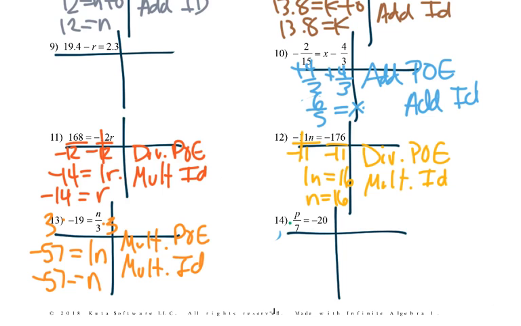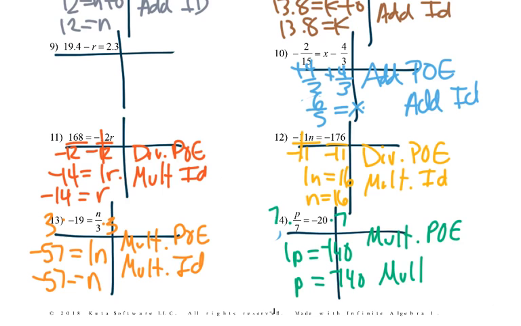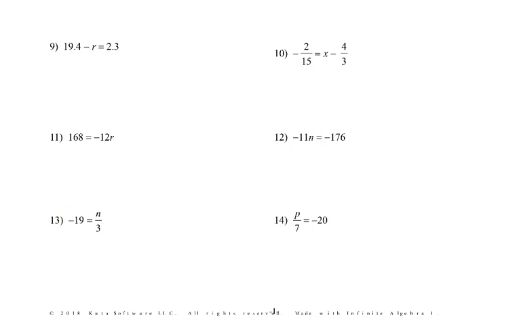For 14, same idea, it's dividing by 7, so I times by 7. 7 over 7 gives me 1, so 1p equals negative 140. So again, use the multiplication property of equality, and then we drop the 1 using that multiplicative identity property of 1. Okay, so we still need to take a look at number 9. So give myself some more space here, because I know I'm going to need more space.